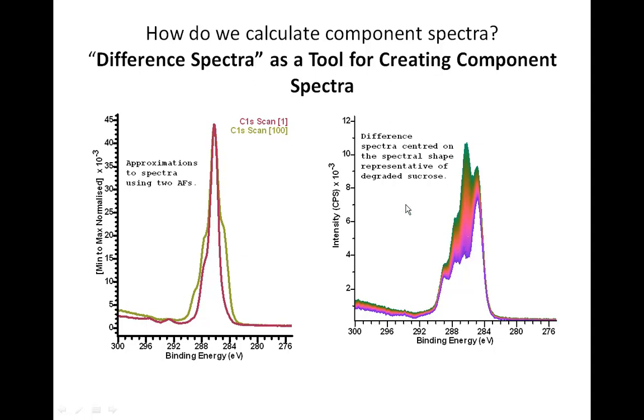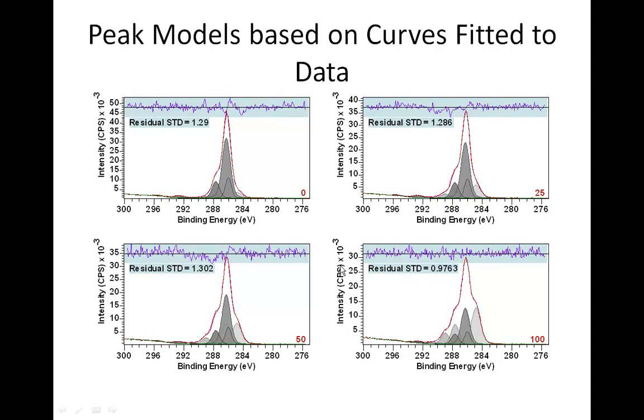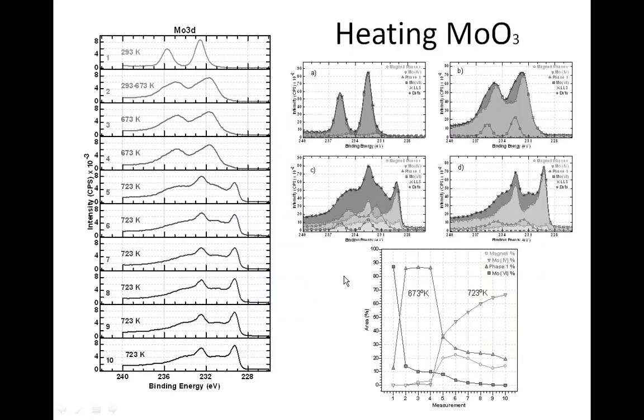So to justify a given choice, what we need to do is fit the 2 selected difference spectra back to our original data and observe how well the data are reproduced by these 2 shapes, and whether these fits to data can be used to construct peak models that help us to understand the chemistry of sucrose when degraded by the analysis process. The example of sucrose was chosen because it was very simple. It was a 2-dimensional problem, and it illustrated the steps taken to calculate spectral shapes using difference spectra.